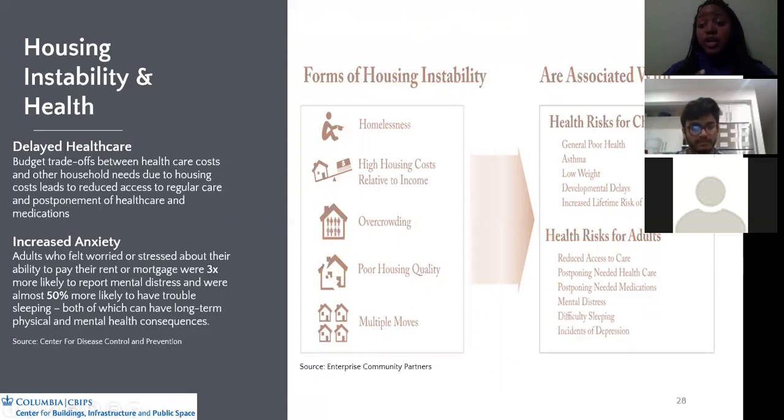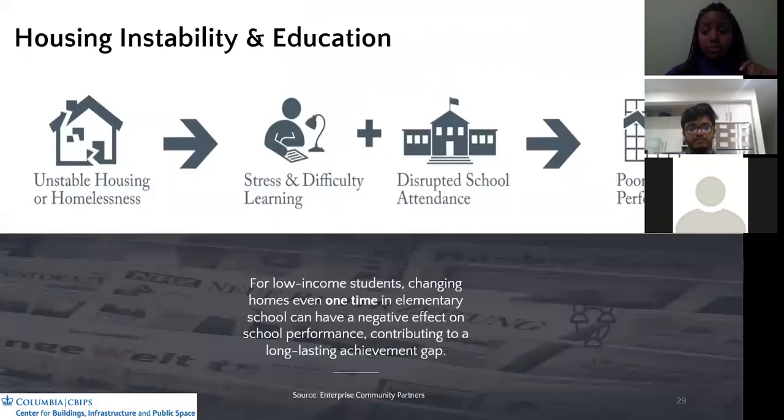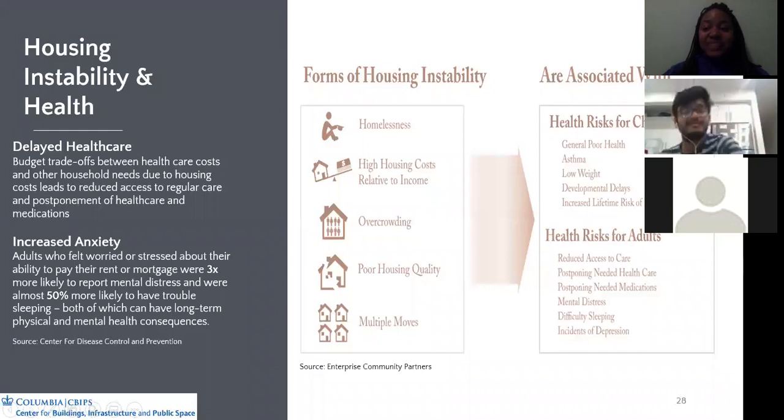For children, that includes poor health, especially if you're living in poor housing quality, with asthma, low weight, developmental delays, and increased lifetime risk of depression. Some of the health risks for adults are reduced access to care, postponing needed health care because very high housing costs need to be paid first. That leads to more mental distress, difficulty sleeping, and many more incidents of depression.